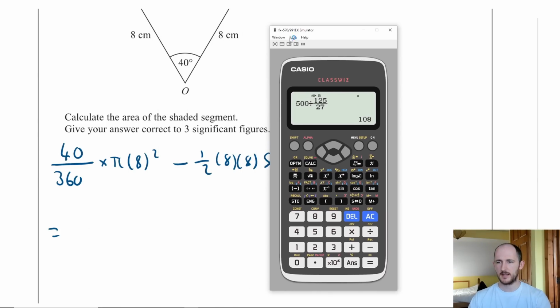Just kidding. So, let's do it like this. Let's do 40 over 360, not 260, multiplied by pi, multiplied by 8 squared, all this equals, then I'm going to subtract half times 8 times 8 times sine of 40.